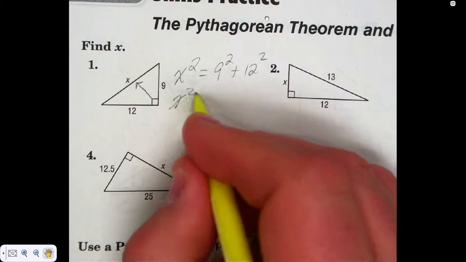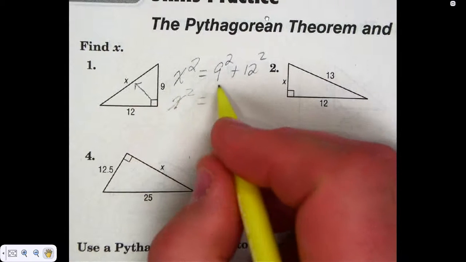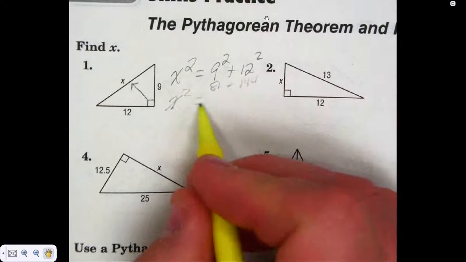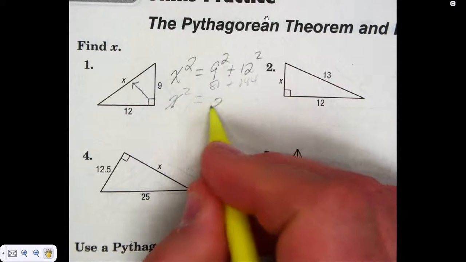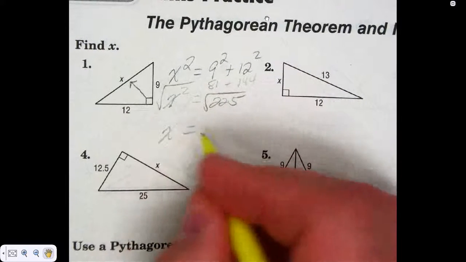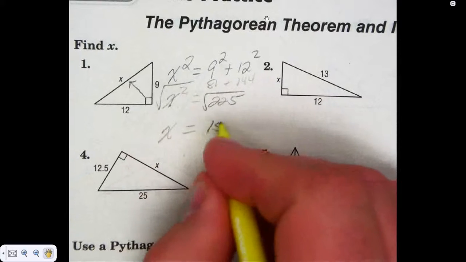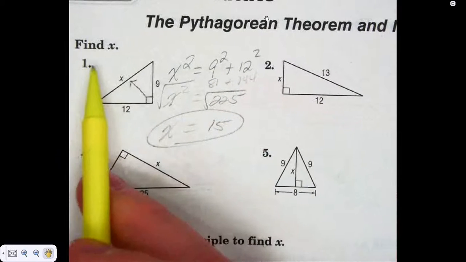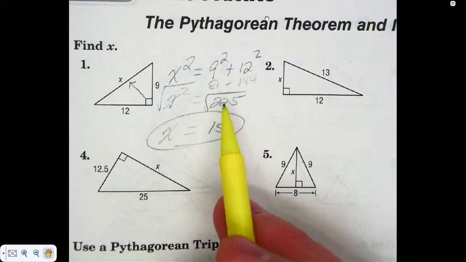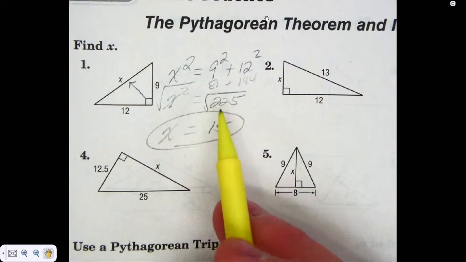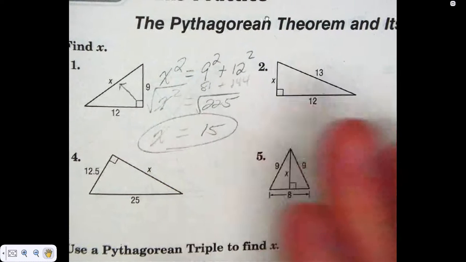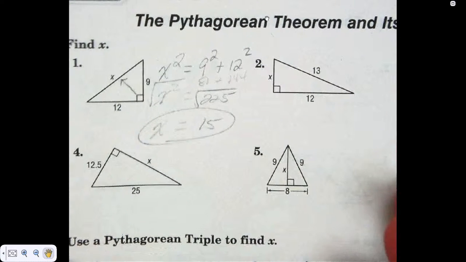Now, so x squared is equal to, what is 9 squared? So this is 81, and this is what, 144? When you add them together, what do you get? 225. X is equal to? Now, they just said find x, didn't they? When they say just find x, I want you to assume they want it in simplest radical form, unless you have a decimal under the square root. If you have a decimal, then you can round it and all that stuff, but we're going to leave our answers in simplest radical form.